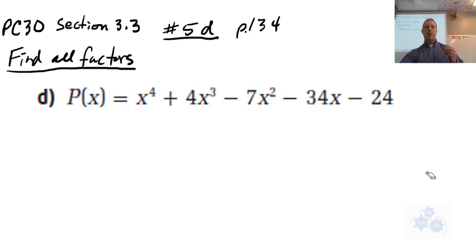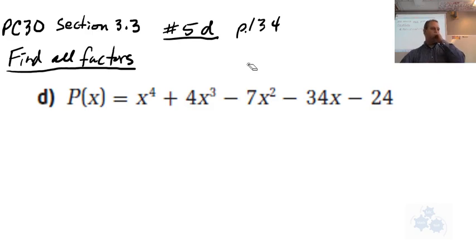So in this example here, this is actually number 5D from section 3.3 in your textbook. And the question is now, how do we find all the factors for this given polynomial? This is degree 4, so there's going to be a lot of factors, okay? And we aren't given any hints as to what any of the factors are.